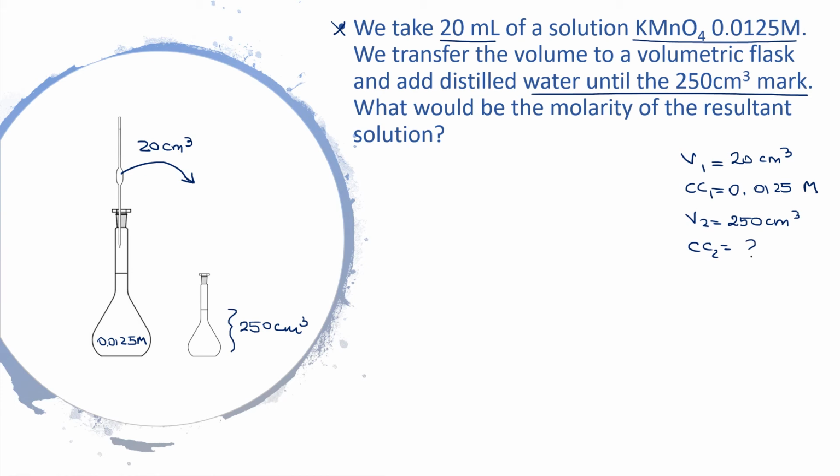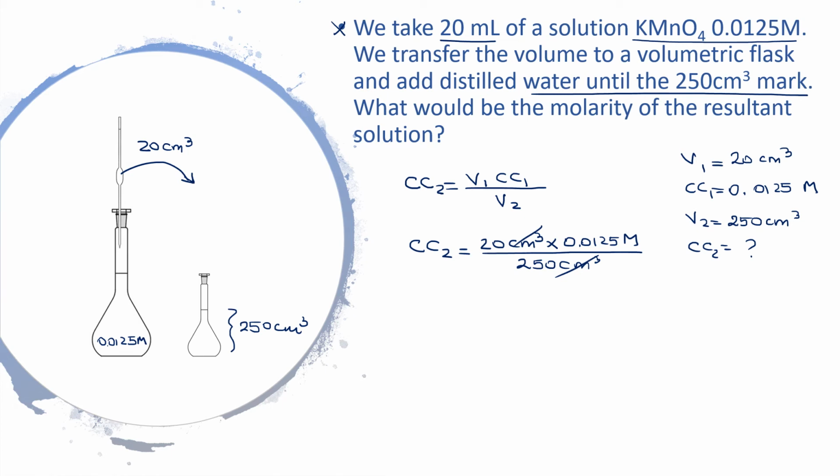So if we need to calculate the concentration 2, it is equal to volume 1 times concentration 1 divided by the volume 2, because it was multiplying here, no? So the concentration 2 is 20 centimeters cube times 0.0125 molar divided by 250 centimeters cube. Centimeters cube goes with centimeters cube. The 0 goes with the 0, and the concentration 2 is equal to 1.